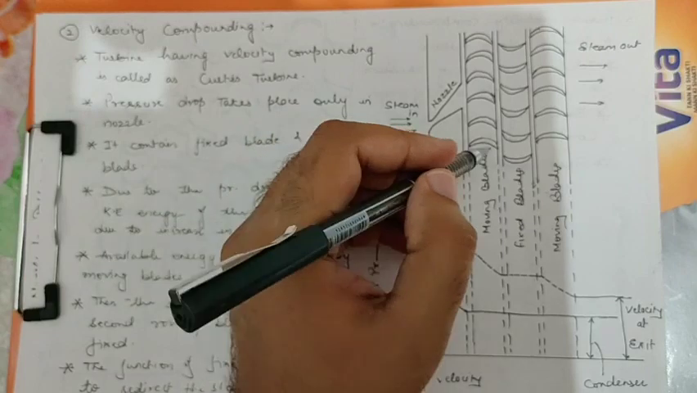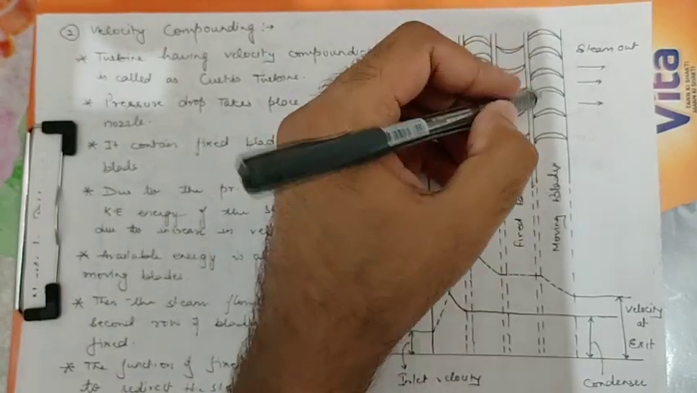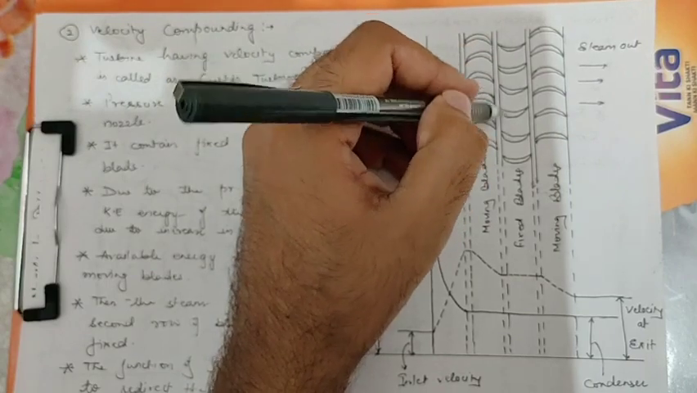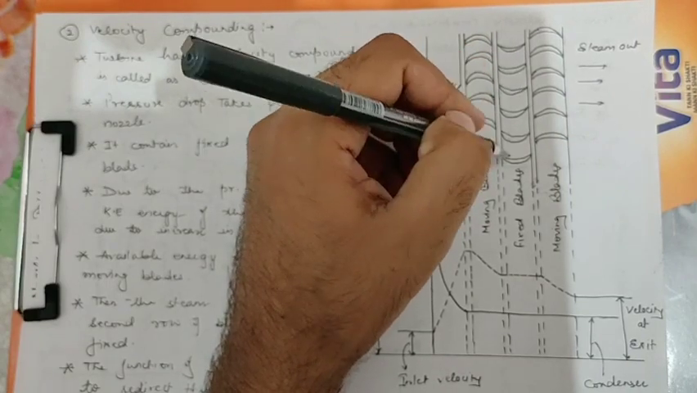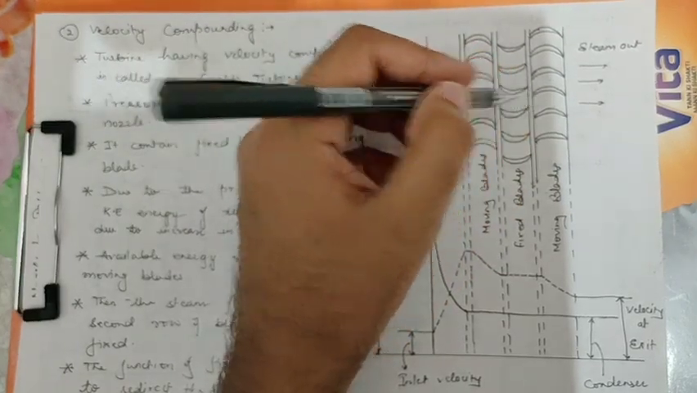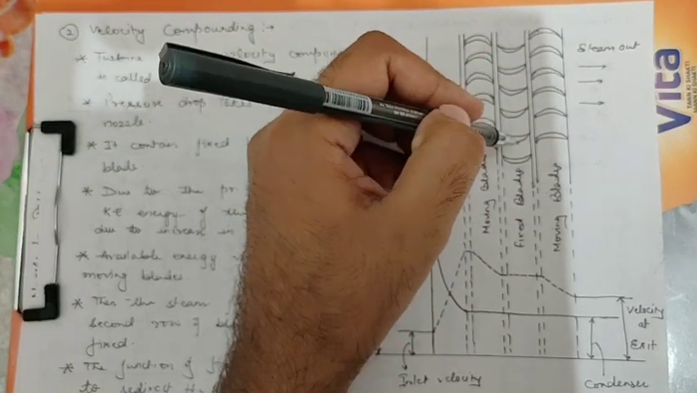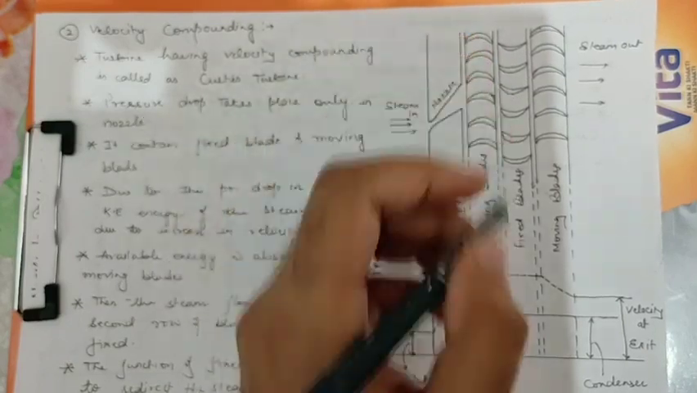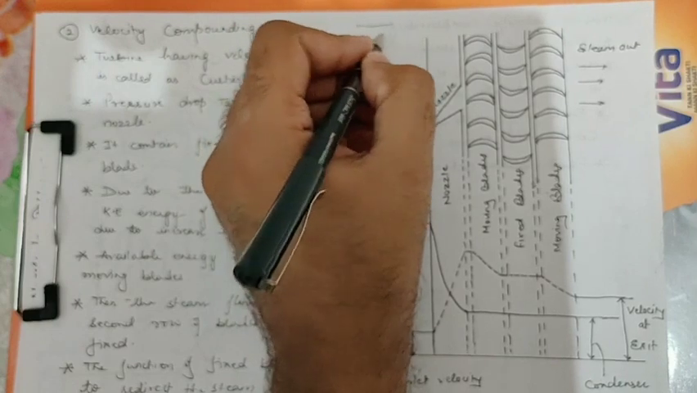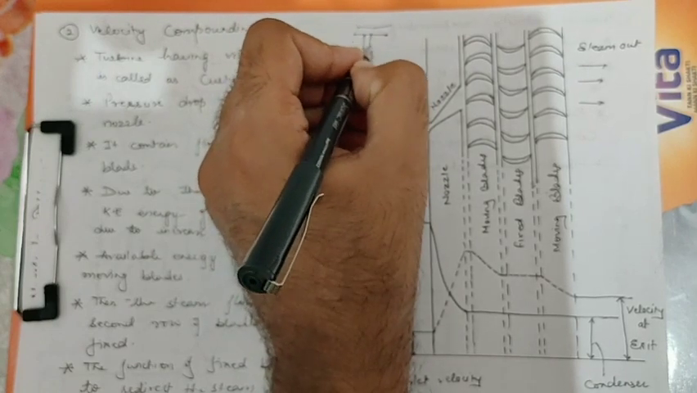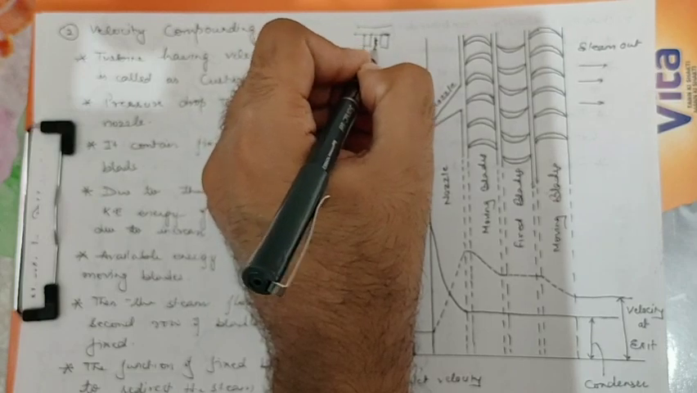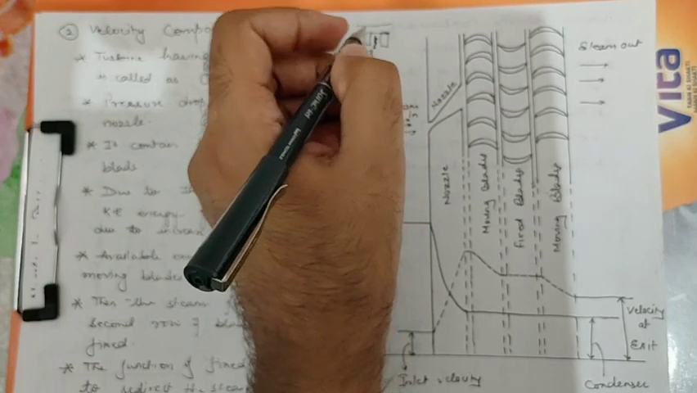The rings of moving blade are separated by fixed blade. This is moving blade, and this is fixed blade. So the two moving blades are separated by a row of fixed blade, and the moving blades are keyed to the turbine shaft. For example, this is the turbine shaft, this is moving blade, this is moving blade, and this is fixed blade, which is attached to the casing of the turbine.